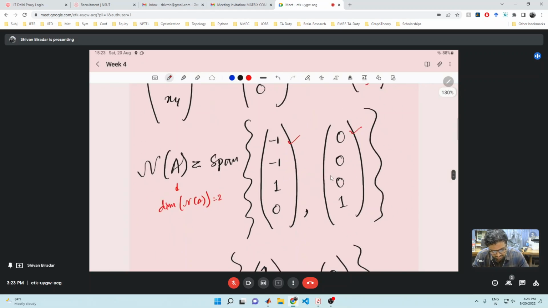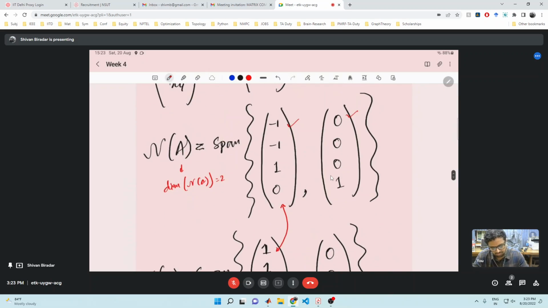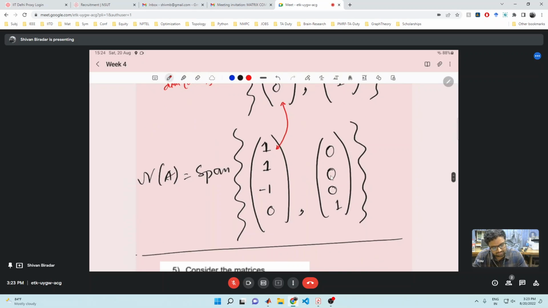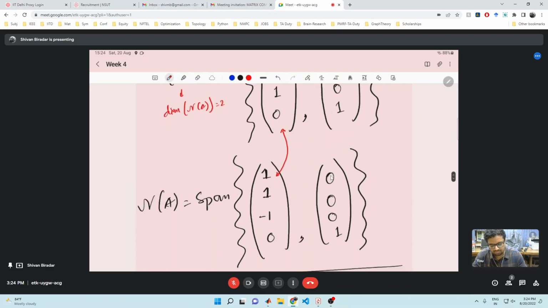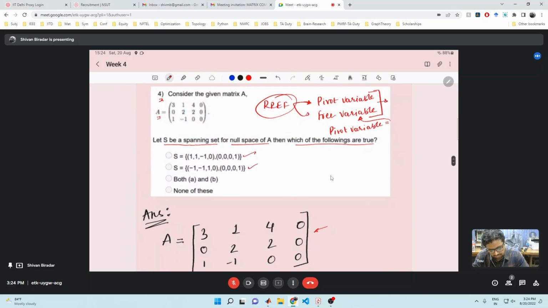One more interesting thing here is that this can be written like this. If you simply multiply this vector by -1, you get this vector, and this remains the same. So here both of these answers are true.